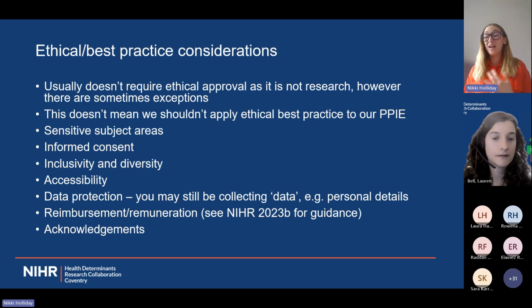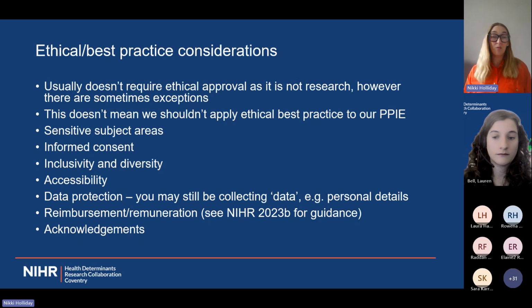Accessibility: think about where you're holding your PPI activities. If it's a focus group or a workshop, are people with disabilities able to get into the actual workshop itself? If it's held online, does that work for people? Do they have internet access? Think about neurodiversity, and the different ways that people might want to participate in PPI activities.